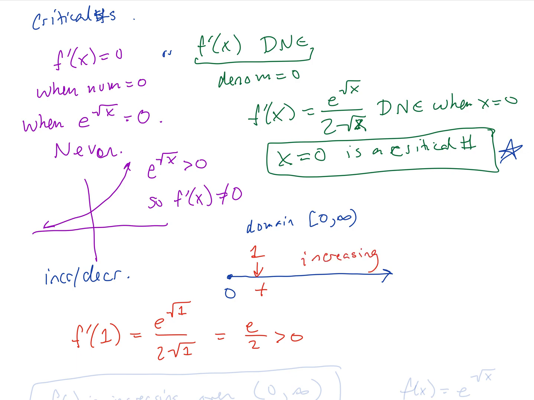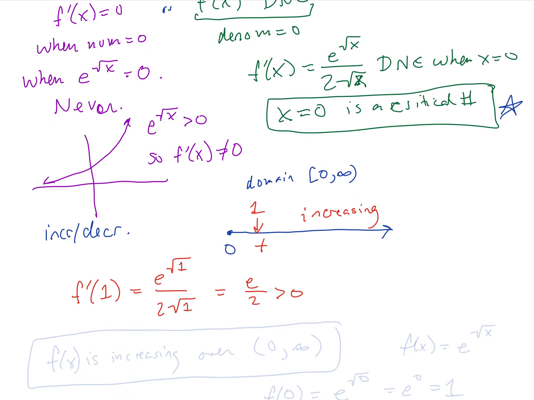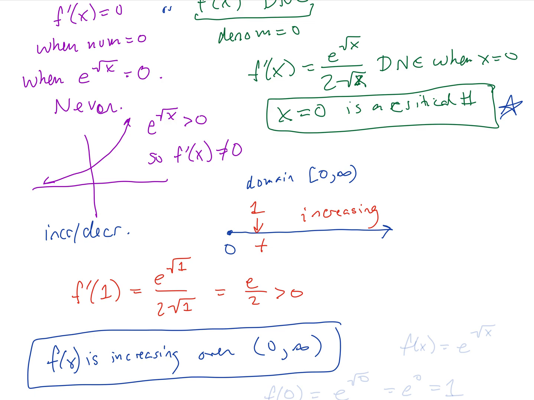And there are no other places where the function could change from increasing to decreasing because this can only occur at critical values or places where the function is discontinuous. So that tells us that basically f of x is increasing everywhere. F of x is increasing over the interval from 0 up to infinity. We're having that as an open interval starting at 0, not including the point 0, because 0 is a critical number where the derivative is neither increasing nor decreasing.